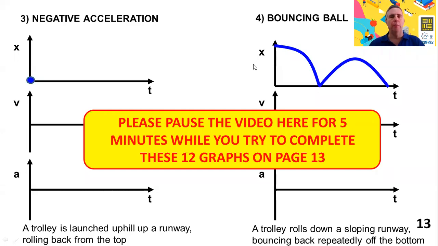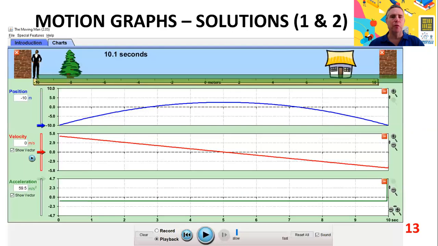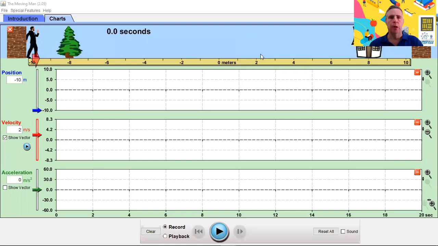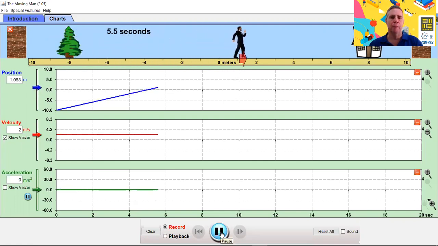Well, I hope you had time to try these 12 graphs. So we're going to give you the correct answers, but rather than just giving you the answers on screen, we're going to demonstrate the answers using this wonderful PhET simulation, the Moving Man. So for question 1 on page 13, the one that has constant velocity, you can see we've put the man on the left of our runway, given him an initial positive velocity of 2 meters per second, and acceleration is 0. And this is what the graphs look like. I hope your graphs look like this.